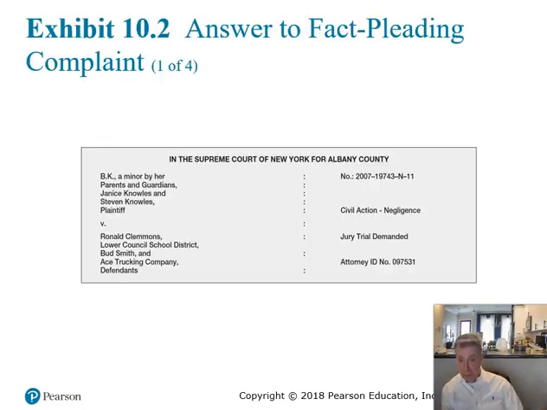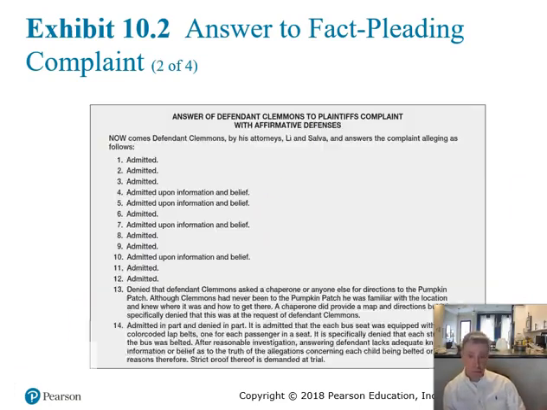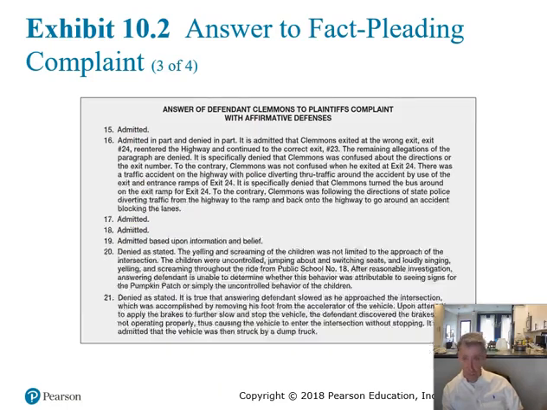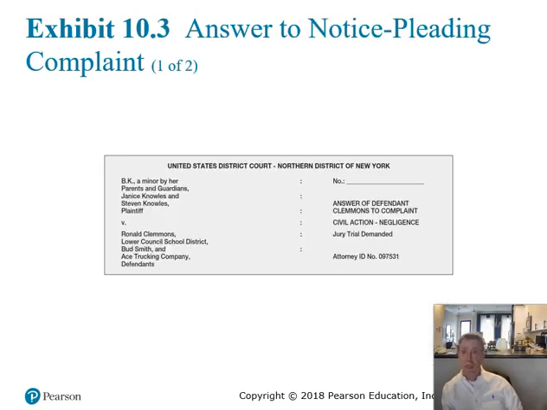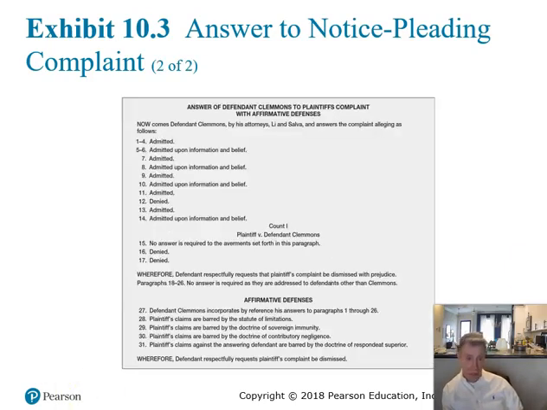So here's an example. And this would be the caption. And you see here how they go through every paragraph and admit or deny. And it keeps going on, and on. And this is another example. They're also in the book.